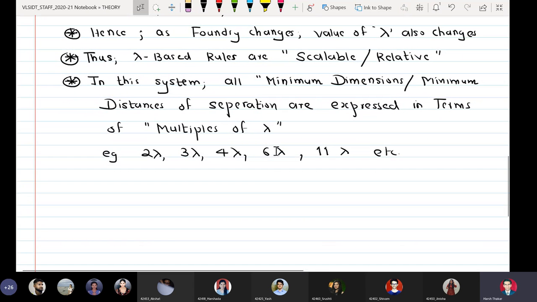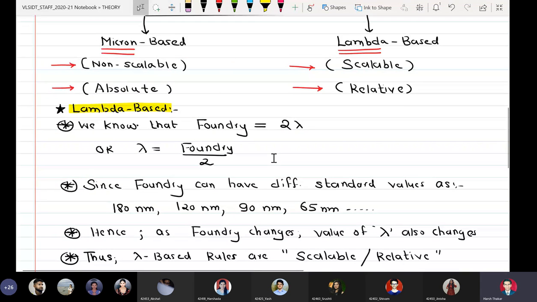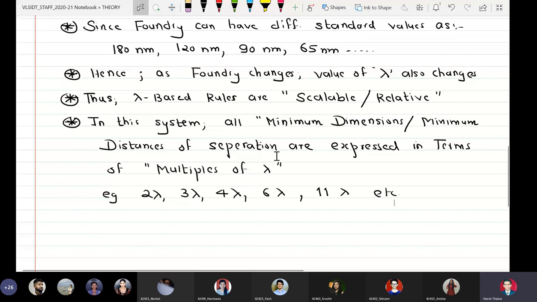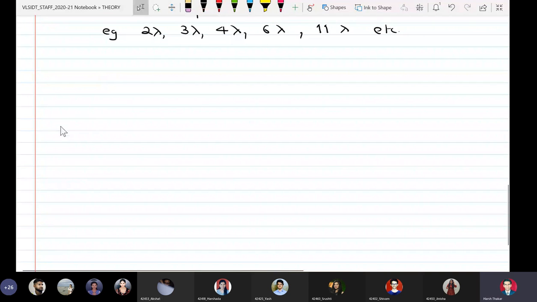So we will see examples where the minimum width of a layer is 2 lambda, or the minimum distance of separation between two layers is 3 lambda, or that separation between some layers and some components are 6 lambda, etc. We will take classic examples here. Okay, so first we will write down some standard examples of lambda based rules, and we will cross check with the Microwind tool whether the rules which we have put down are actually correct. Okay, on the other hand, in case of micron based rules, all the minimum dimensions or distances of separation are expressed in terms of micron, so they are absolute. Okay, so we can just write one note here.